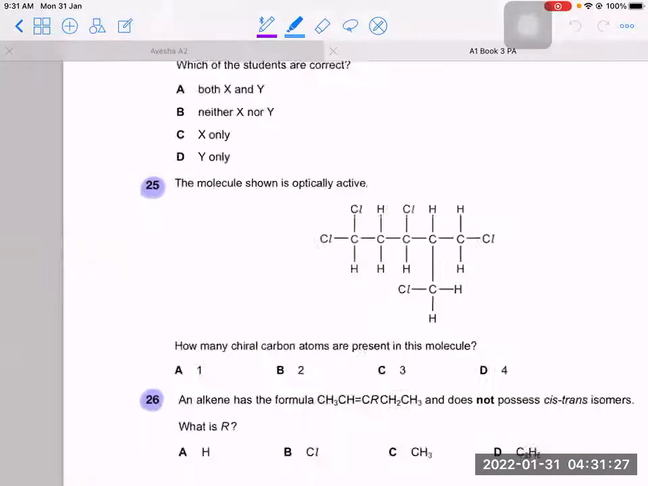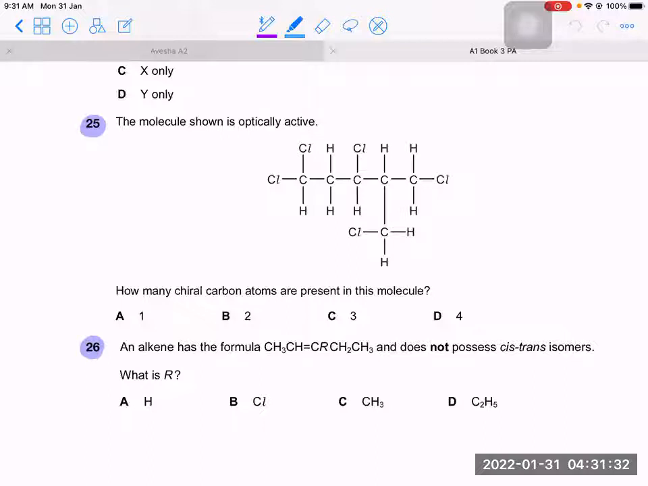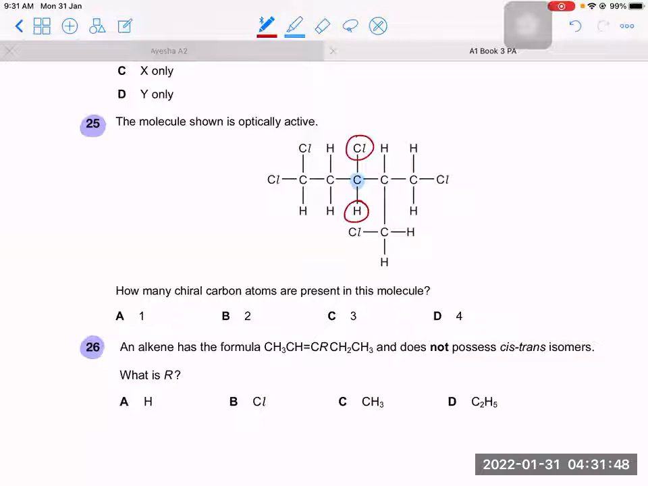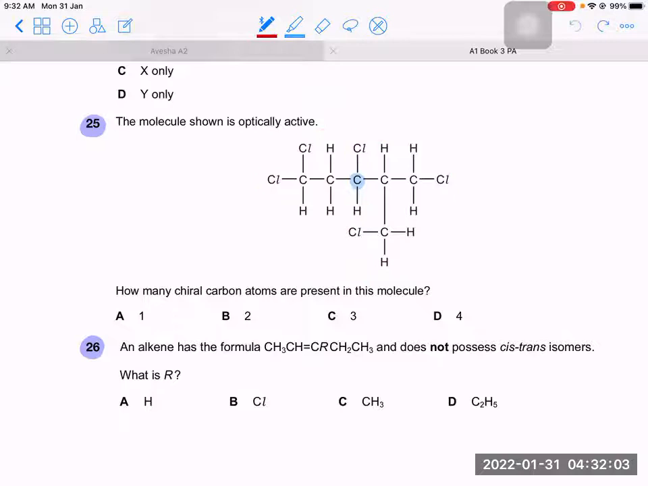Question number 25. The molecule is optically active. How many chiral carbons are present in this molecule? All right. Can this be chiral? No. Why? 2 Cls. Can this be chiral? No. Why? 2 hydrogens. Can this be chiral? Let's see. So this has a Cl, an H, a C2H2Cl2. Yes. And all of this. And you see all of this has 3 carbons. So it's different from the 2 carbons here and a Cl and an H. So yes, this is chiral.